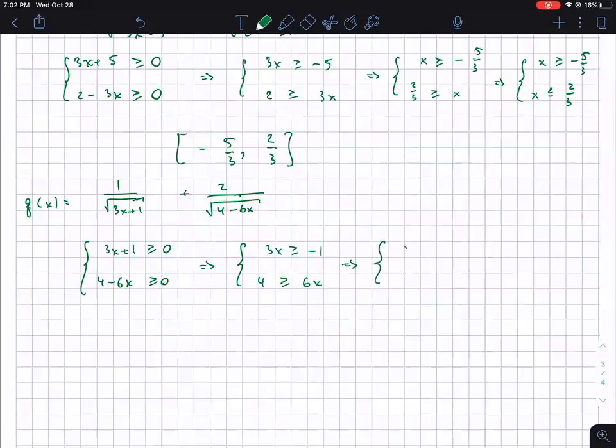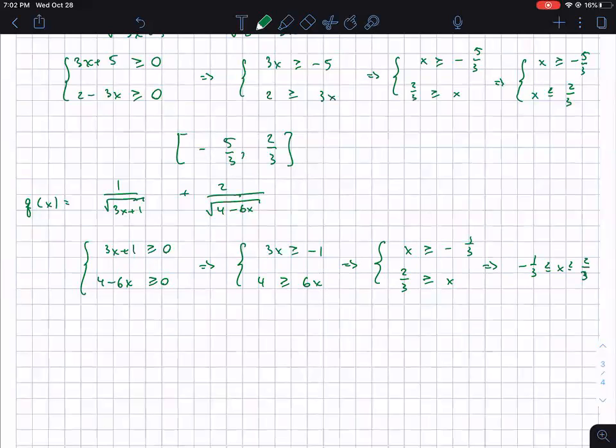Putting it all together, we get x is bigger than or equal to negative a third. And here we get x is less than or equal to 2/3. Combining, we have minus 1/3 less than or equal to x less than or equal to 2/3.